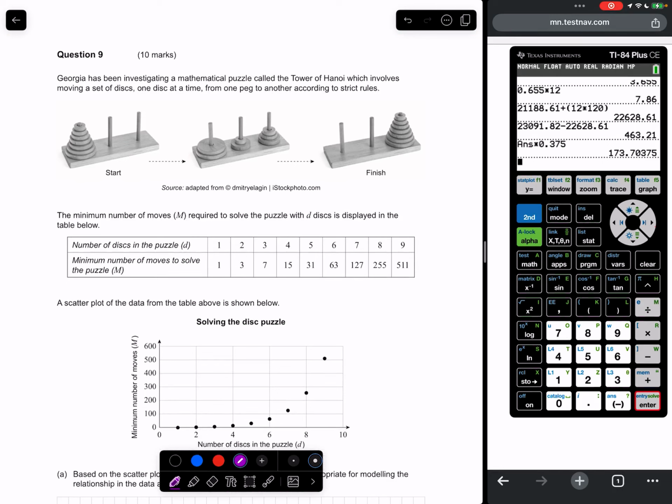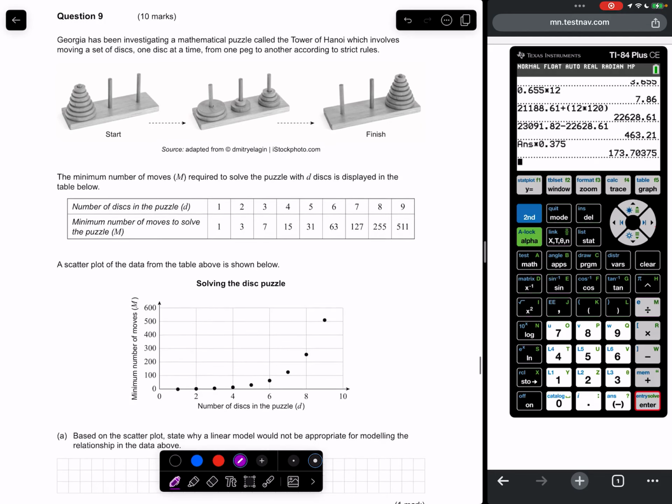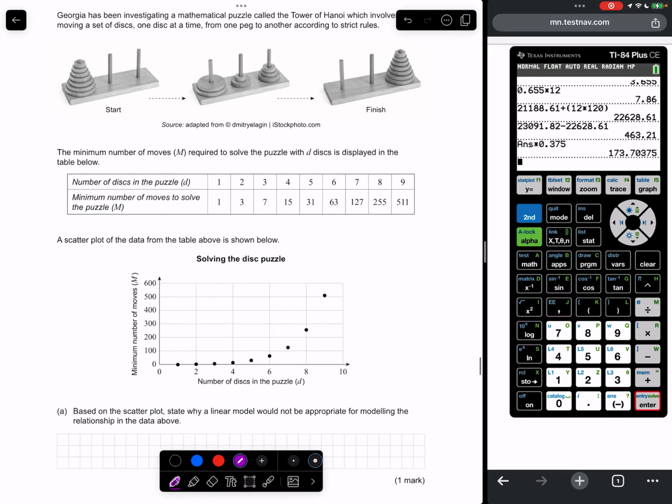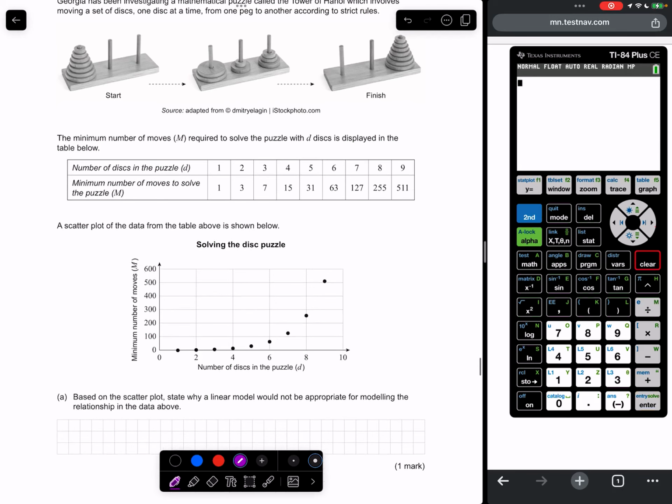Question 9, last one. General maths exam, 9 questions, 3 on each topic. Georgia has been investigating a maths puzzle called the Tower of Hanoi, which involves moving discs one at a time. Wow, Georgia should probably find something else to do with her time. The minimum number of moves required to solve the puzzle.